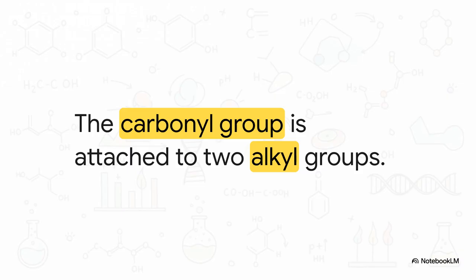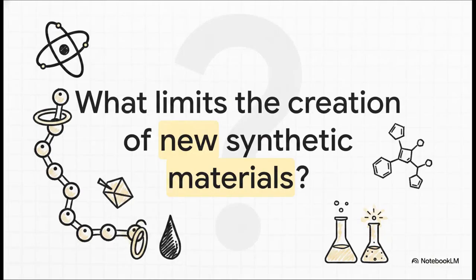We know for sure it's a ketone because that central carbonyl carbon, the one with the double bond to oxygen, is sandwiched directly between two other carbon atoms. If it had been attached to a hydrogen on one side, then, yep, it would have been an aldehyde. You guys nailed that. As we wrap up this explainer, I really want to leave you with this thought.